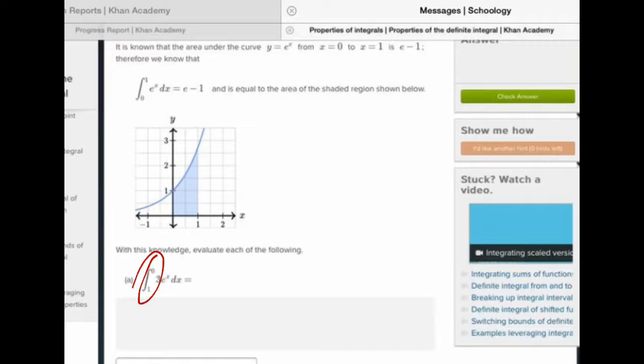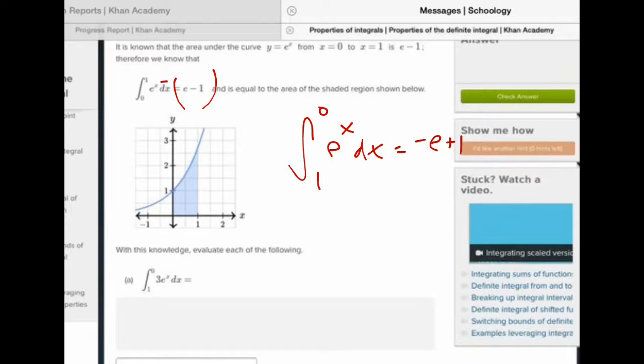Well, here, if you switch around the limits of integration, e to the x dx, it's the same area, it's just negative. So this will be negative e plus 1, right? If you just put a negative outside and distribute it. So that would be that.